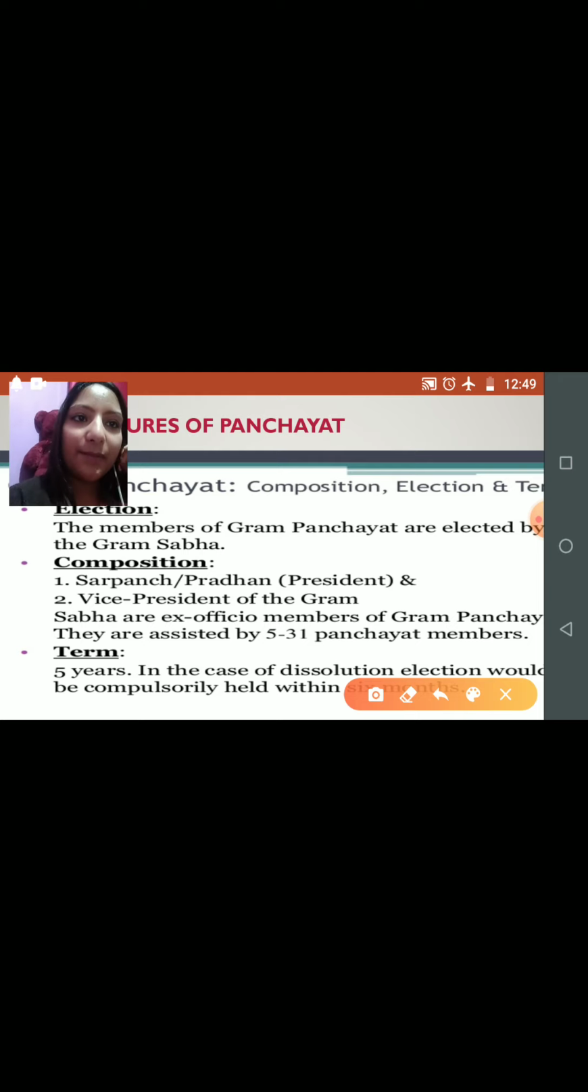The members of the gram panchayat are elected by the gram sabha. Then composition: there will be a sarpanch or pradhan, or we can say president. Then the vice president of the gram sabha are ex officio members of the gram panchayat. They are assisted by 5 to 31 panchayat members. The sarpanch, vice president and members are all elected. They are not nominated, these people are elected by the people, and they can remain in office for a term of 5 years.